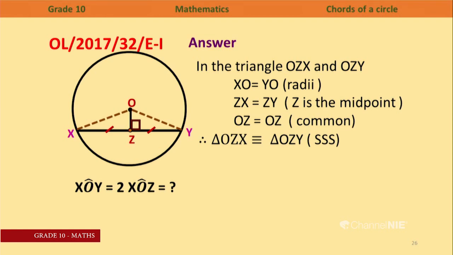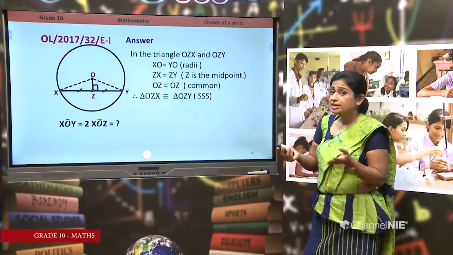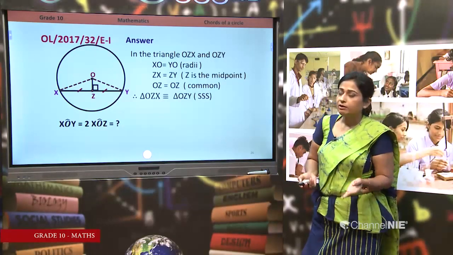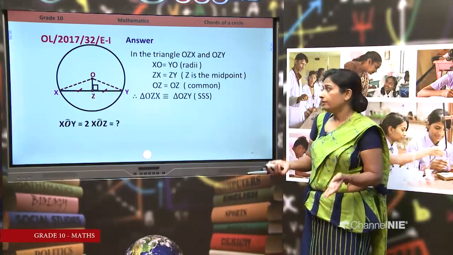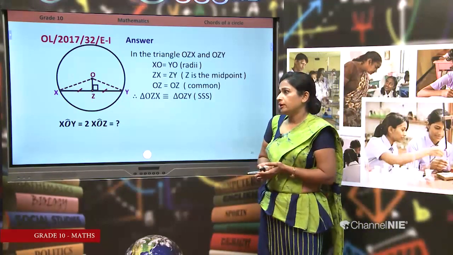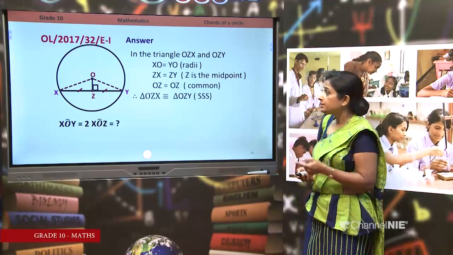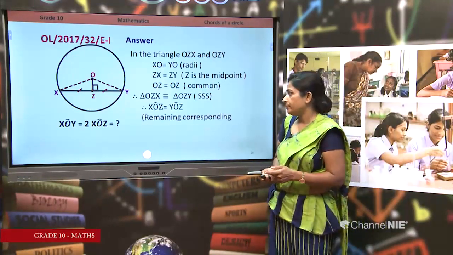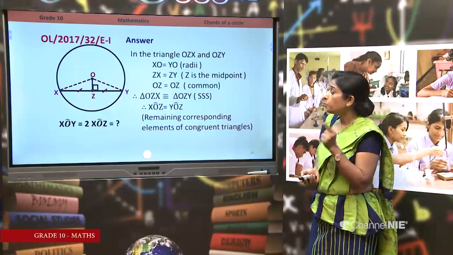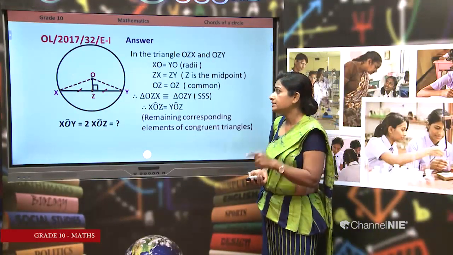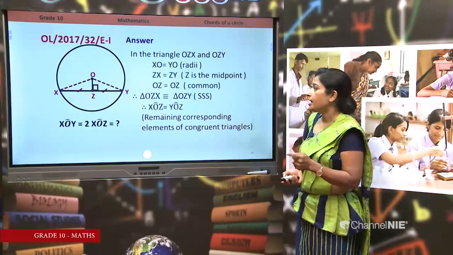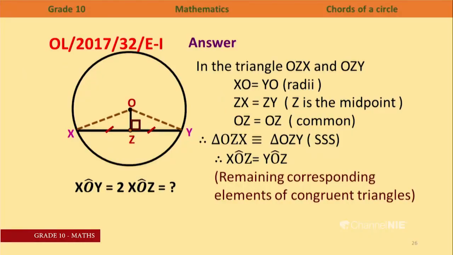So, we have proven those 2 triangles congruent. If these 2 triangles are congruent, what can you say? Remaining corresponding elements of congruent triangles are equal. What are the remaining corresponding elements? We have to consider one pair. The angle XOZ and the angle YOZ are equal to each other. Why? Remaining corresponding elements of congruent triangles.